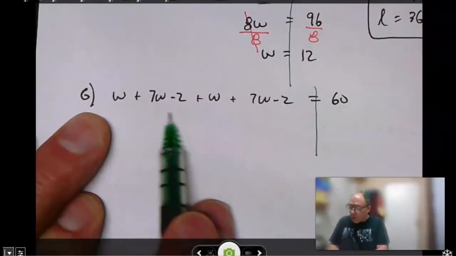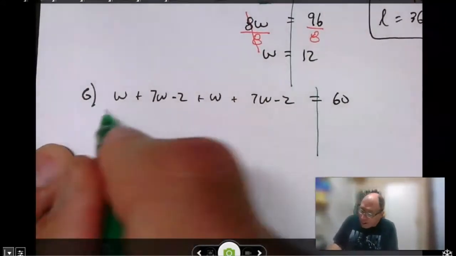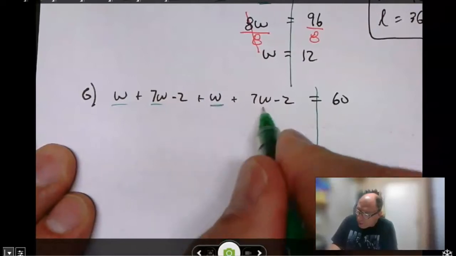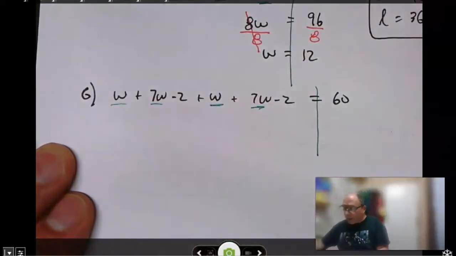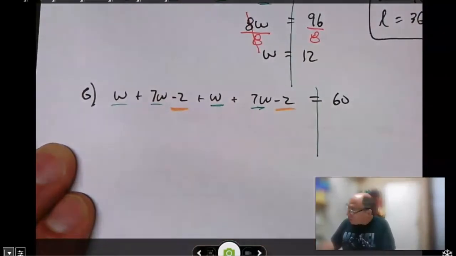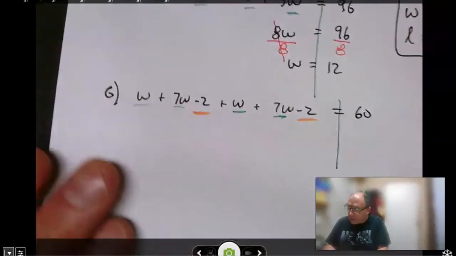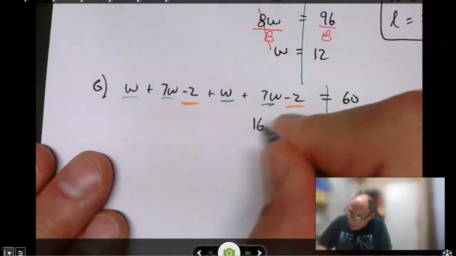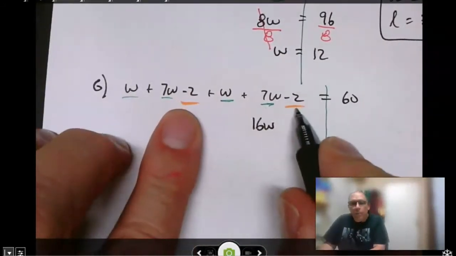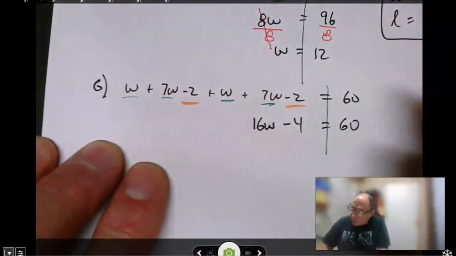Is there a distributive property? Do you see parentheses? No. And so we're going to go immediately to combining like terms. And notice that we've got multiple like terms here. I've got my variable, and then I've also got the numbers that show up twice. My W's are 7, 14, 15, 16. I got 16 W's, and minus 2 and a minus 4 equals 60.